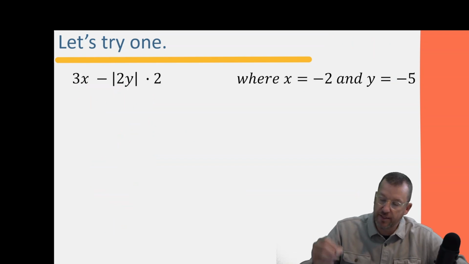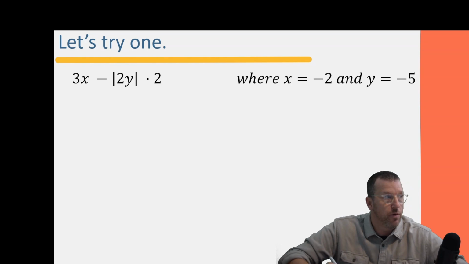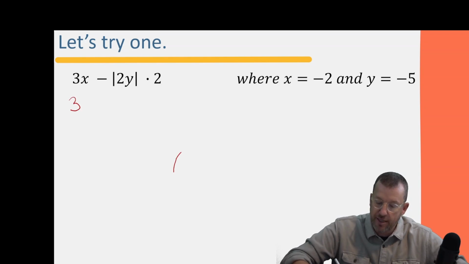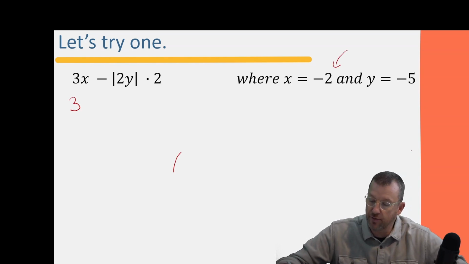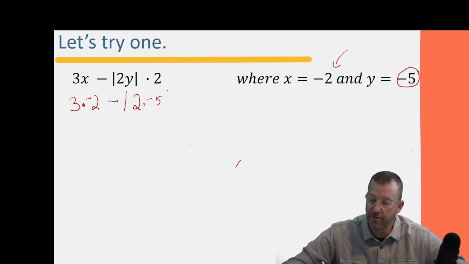This one's got some groupings in it, maybe a little bit more difficult. So we take our original value and we say 3 times x. This time x equals negative 2. So I'm going to go ahead and put my multiplication sign and I'm going to put negative 2. And it's going to say minus, okay, minus. So we have absolute value of 2 times y. Now y equals a negative 5. So we're going to go over here and we're going to put times negative 5. And then we bring down our multiply by 2.